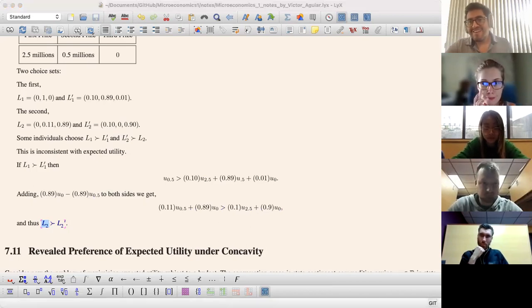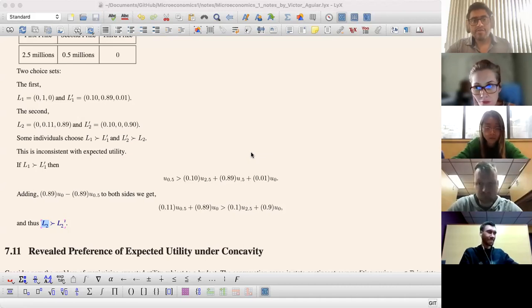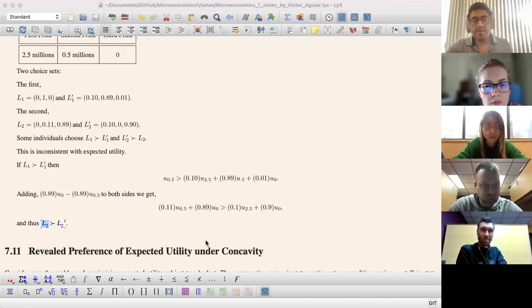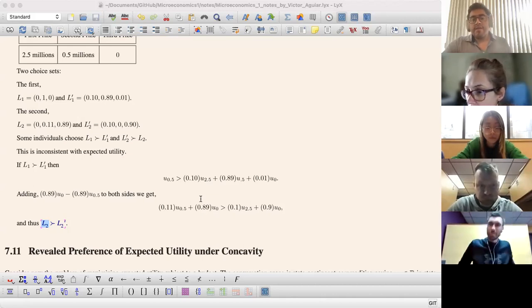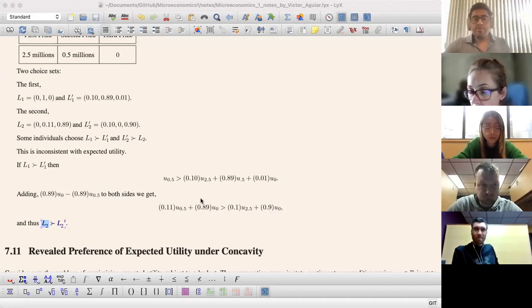For the people who chose against expected utility, can you justify your choices? For instance, I'm going to choose one of you. Jake, I saw that you chose option L1 over L1 prime, and then you chose L2 prime over L2. So in fact, that should be a violation of expected utility. What compelled you to choose the first alternative over the second in the first menu?